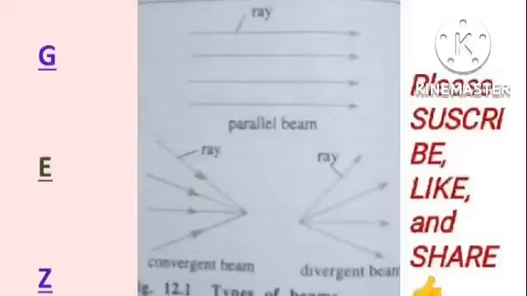A divergent beam is a beam in which the rays all come from one point and spread out, or diverge, from the point. Lamps and torchlights produce divergent beams. So these are the three beams of light.